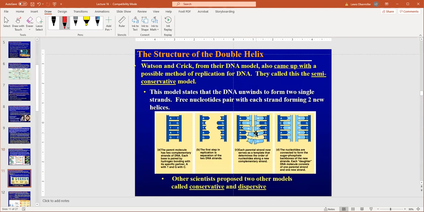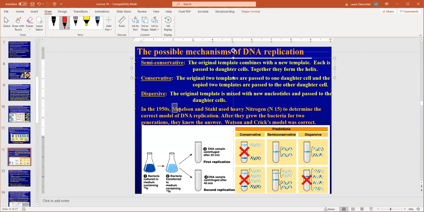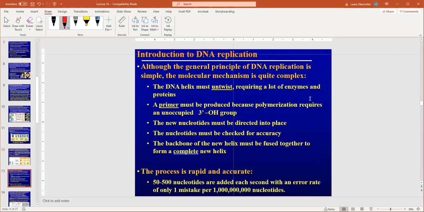You should know DNA is double-stranded. You should know that the way that DNA replicates is the semi-conservative model. We talked about that in lecture. You should know Meselson and Stahl are the ones that showed that, and they did it using heavy nitrogen. You should know the sequence of events for DNA replication. So I'll go over that real briefly.